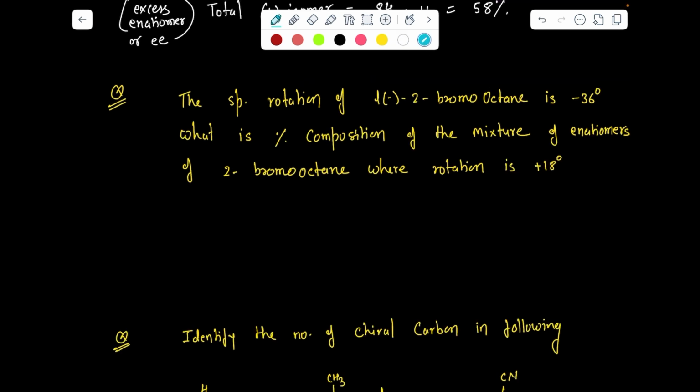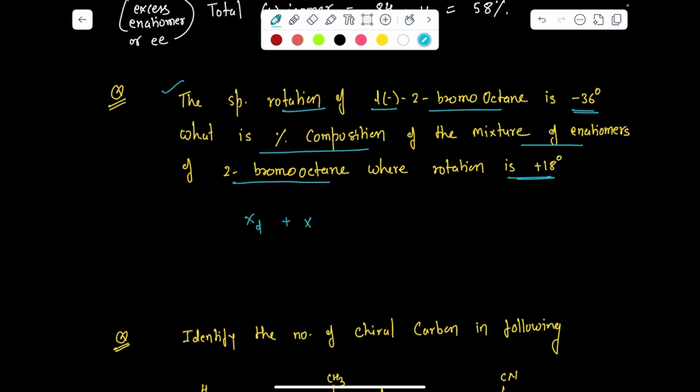Next question: the specific rotation of levorotatory 2-bromooctane is minus 36 degrees. What is the percent composition of the mixture of enantiomers of 2-bromooctane where the rotation is plus 18? Rotation plus 18 means it is going to the dextrorotatory. So for this we will apply a formula called mole fraction. Mole fraction of dextro plus mole fraction of levo should be equal to 1.